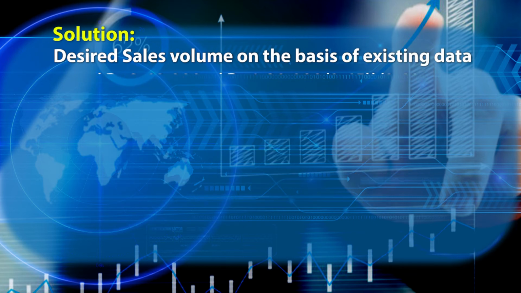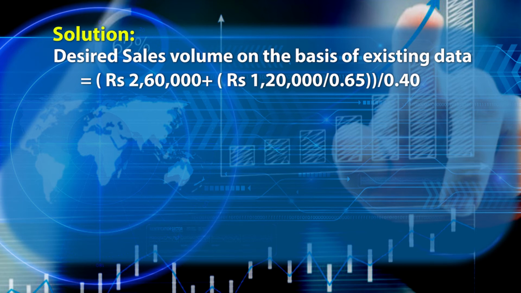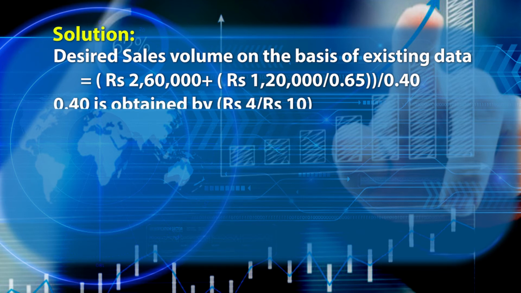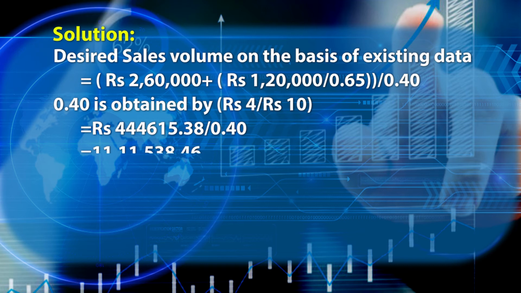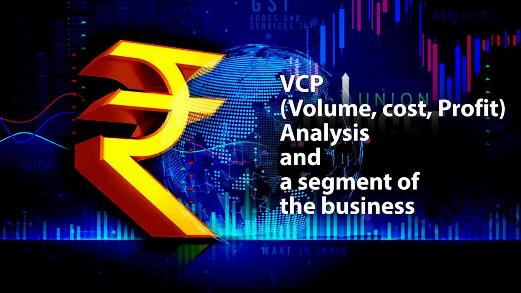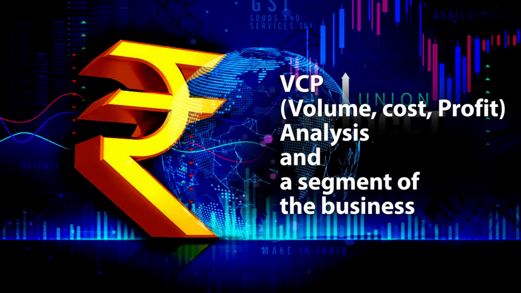So, you get 15,69,230.769. Desired sales volume on the basis of existing data will be equal to rupees 2,60,000 plus rupees 1,20,000 divided by 0.65. This all would be divided by 0.40, which is obtained by rupees 4 divided by 10, which will give you rupees 4,44,615.38 divided by 0.40, which is equal to 11,11,538.46.